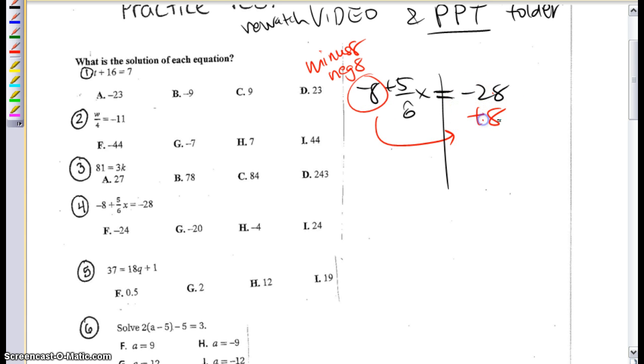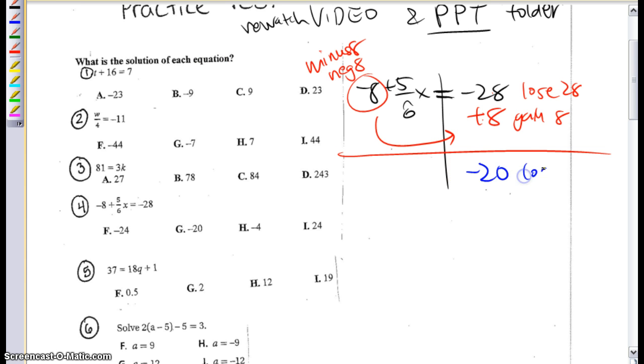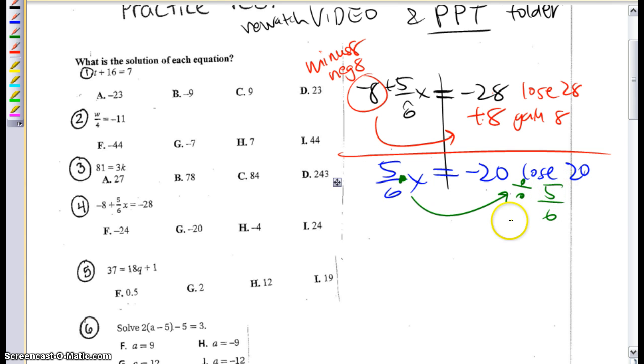So a negative 28 plus 8 is like losing 28, but then gaining 8. So the result of that would be a negative 20, which is that you've still lost 20. And that's equal to 5/6 of an x. Then with the fraction, because I'm multiplying it with x, I'm going to move that over and do division. I'm going to put 5/6 behind the negative 20. And so when I go to divide my fractions, I want to put negative 20 over 1. So now I have negative 20 over 1 divided by 5/6.